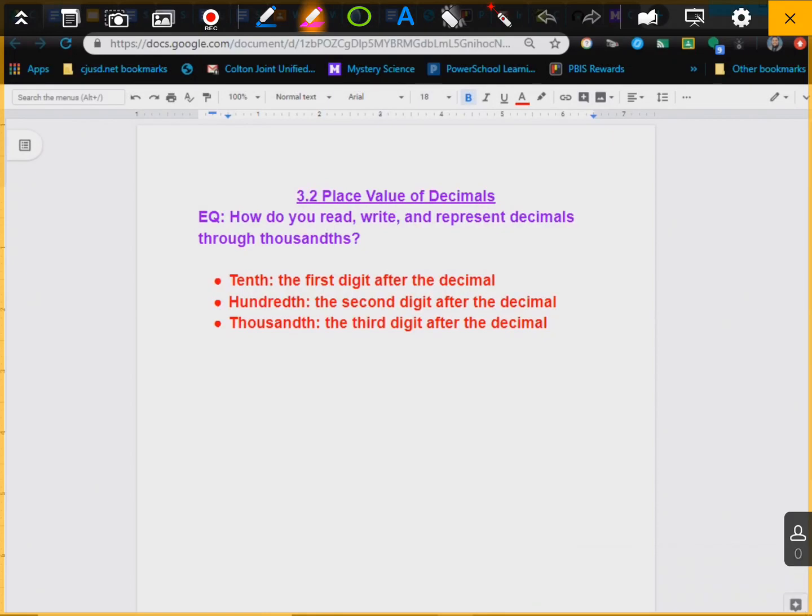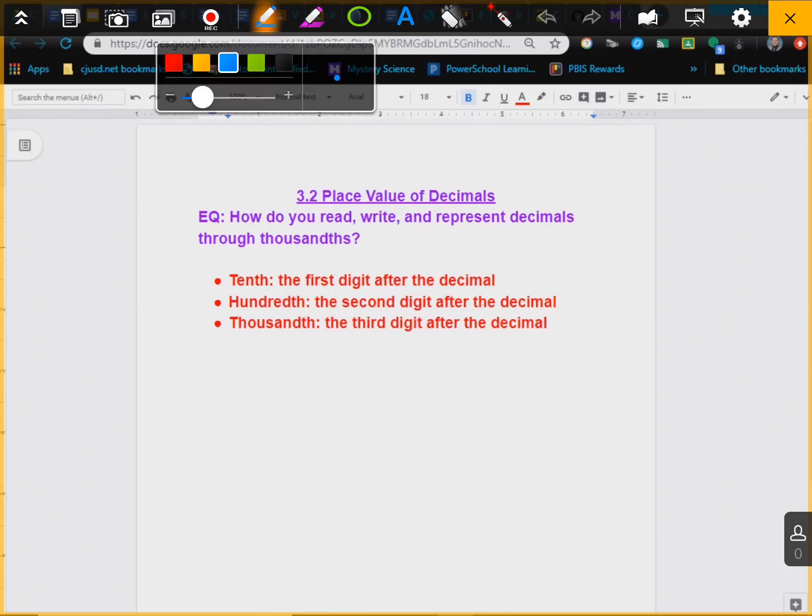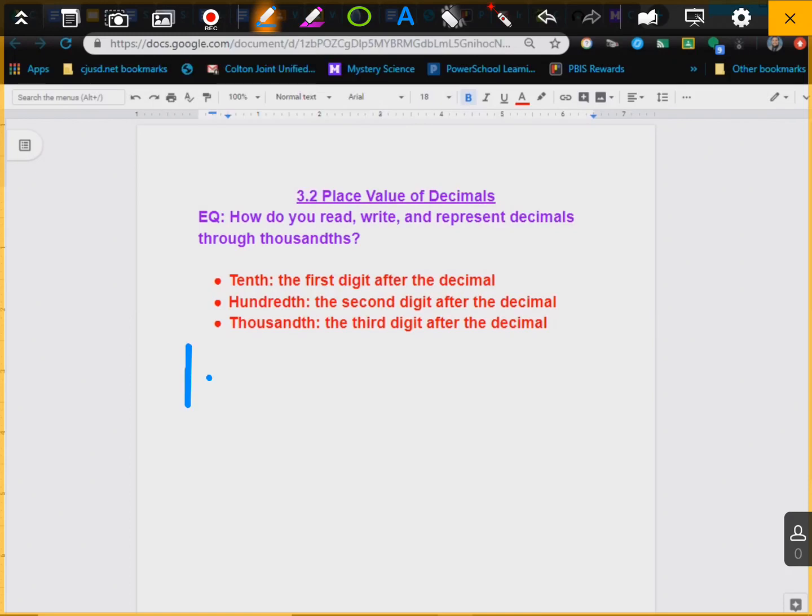And once again, we have the tenth, which is the first digit after the decimal, the hundredth, and the thousandth. So if we have something like 1.726, this would be the tenth, this would be the hundredth, and this would be the thousandths. Okay? So let's take a look at this concept because I really want to go over it and make sure we're clear on it.